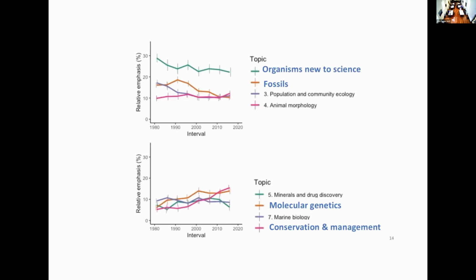And so this is our kind of grand graph at the end. We've got the year of publication along the x-axis and the relative emphasis in documents published in that year on the vertical axis. And you can see that those first 2 word clouds, organisms new to science and fossils, constitute the bulk of museum science still, but they are in decline. And you can see that molecular genetics, the brown curve down here, and conservation and management, the pink curves, are very much on the increase, but off a really low base.